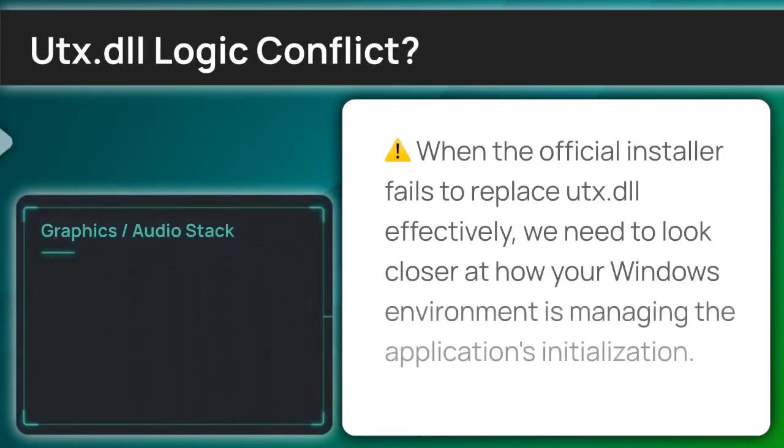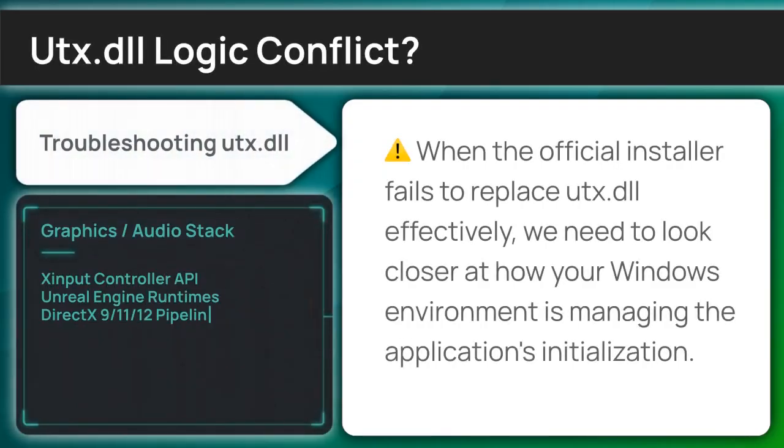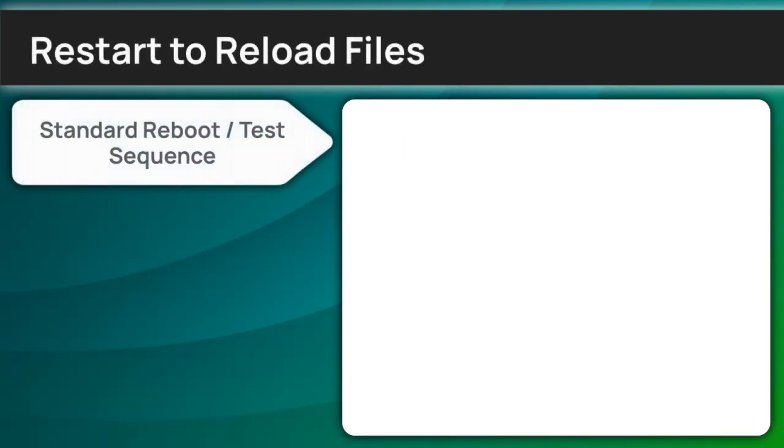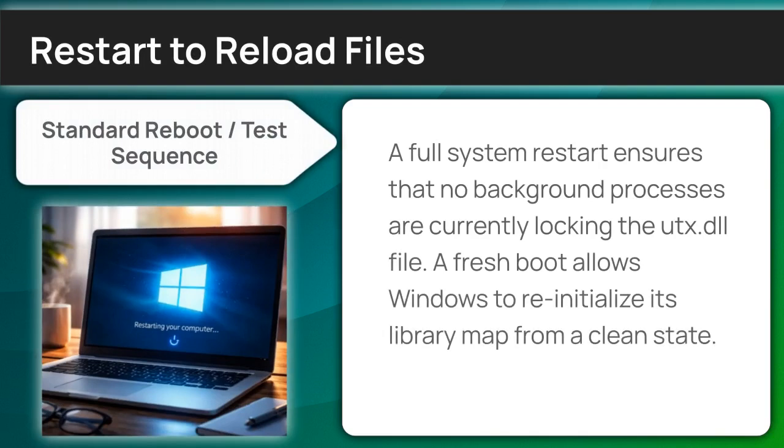Should the reinstallation fall short, the next step in our protocol is to validate the integrity of your system's startup environment. Performing a restart can determine if the error is just a transient environment glitch. A reboot refreshes your system's path variables and can sometimes re-establish a broken link to the UTX library file.